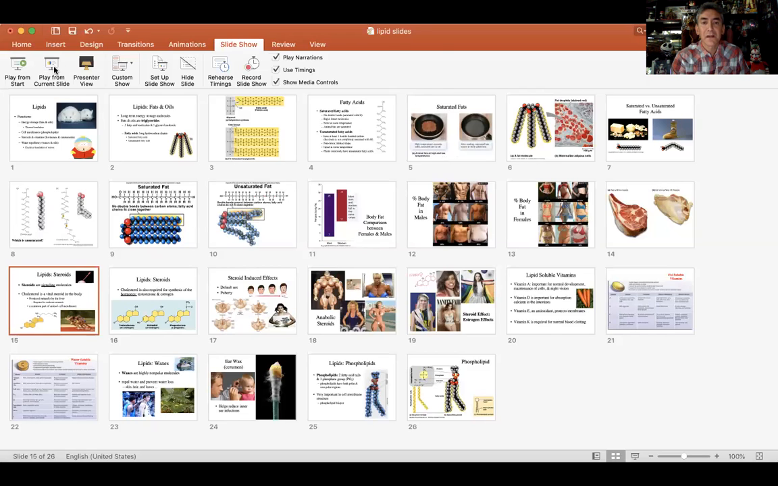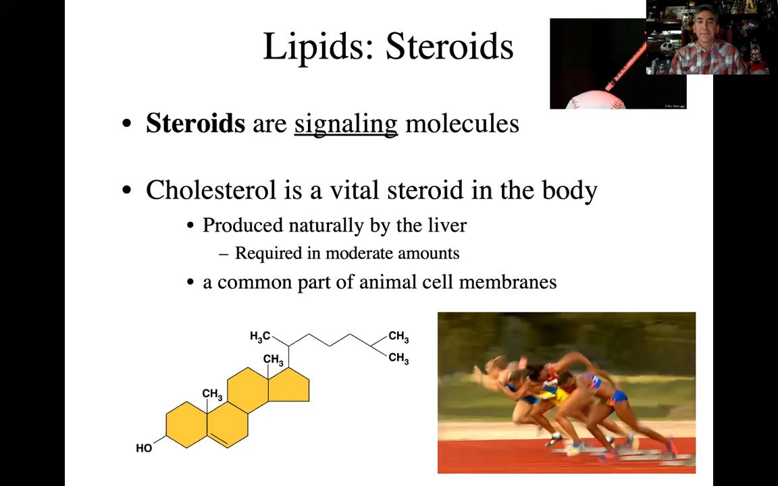Okay, back to continue our lipid discussion. We looked at our lipids. We talked about fatty acids, our triglycerides, saturated, unsaturated. We look at sort of body fat composition, that kind of stuff. Well, we transition now to a very different category of lipids we're going to call steroids.